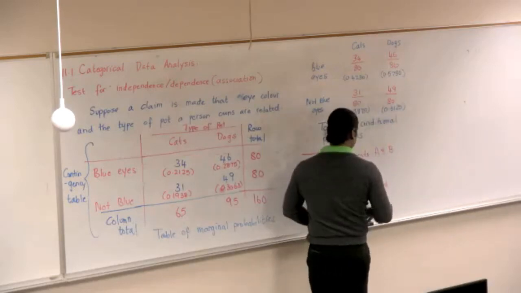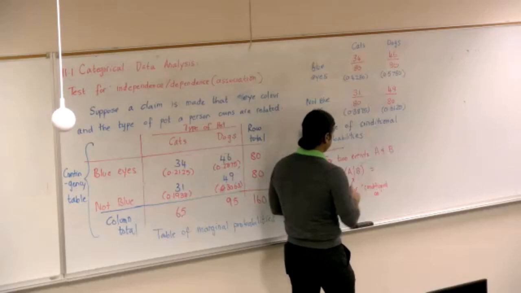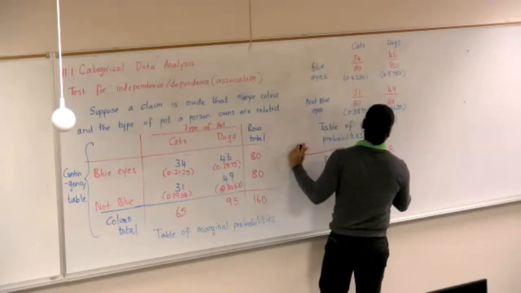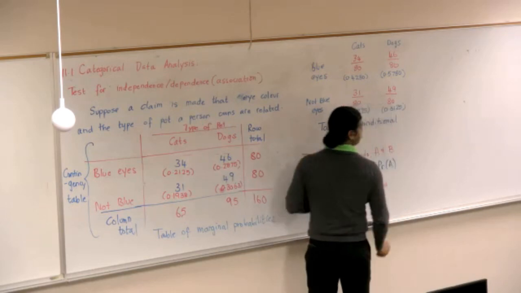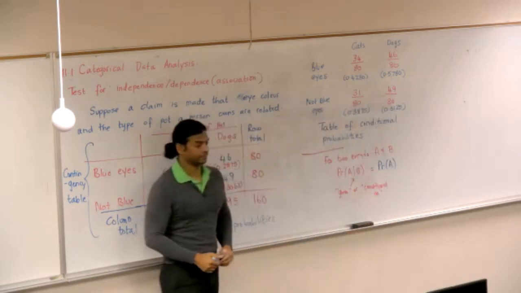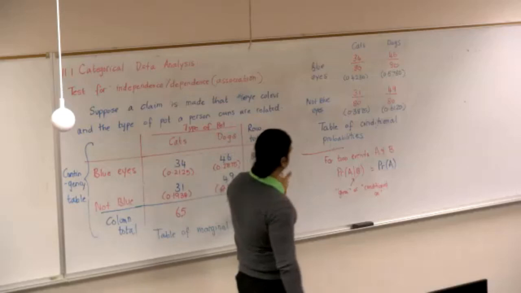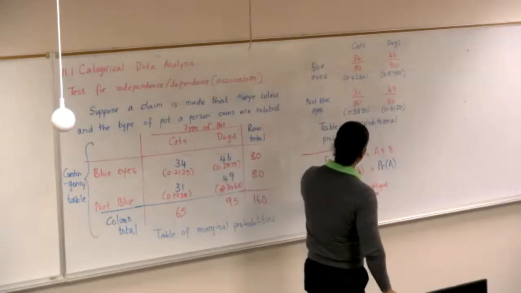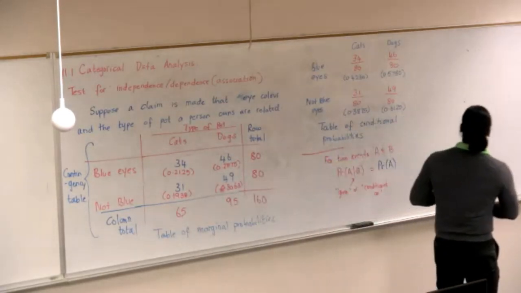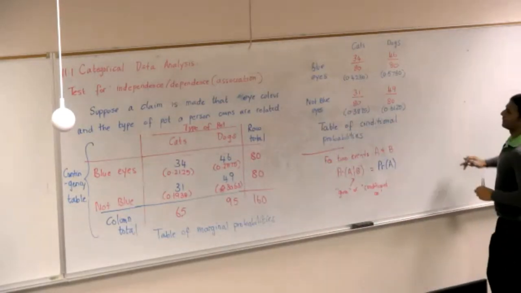So if the events are independent, if A and B are not connected at all, the probability of A given B will equal the probability of A. Likewise, if we have B given A, the probability of B given A would just be the probability of B. You don't have to do that. Let's see.